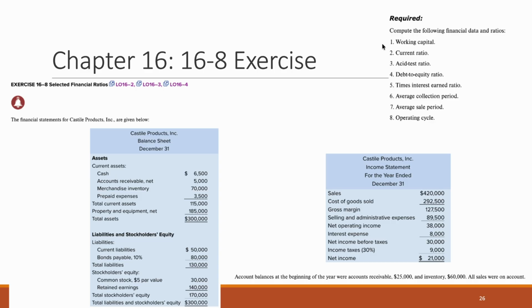So we're looking at working capital, current ratio, acid test ratio, debt to equity ratio, times interest earned ratio, average collection period, average sale period, and operating cycle. Additionally, it's important to note from these financial statements, the account balances at the beginning of the year were accounts receivable, $25,000, and inventory, $60,000. All sales were on account. And you can pause the video and go through all of these numbers here. I'll skip over reading through these numbers as that'd take too much time.